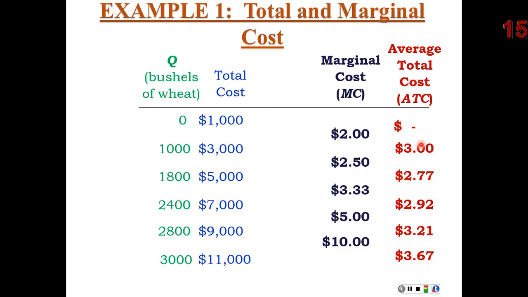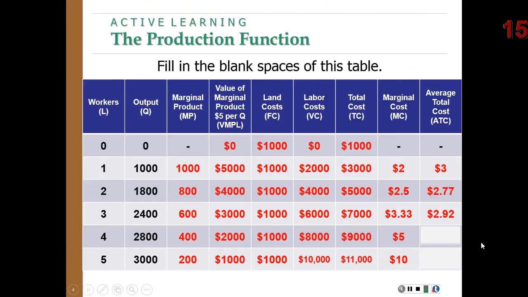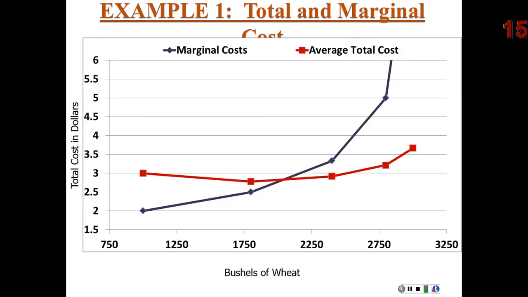What's going on with our average total cost? It starts out undefined, but then here we have a starting point. It goes down, then it begins to increase. And if we put our numbers here, our average total cost is going to look something like this.